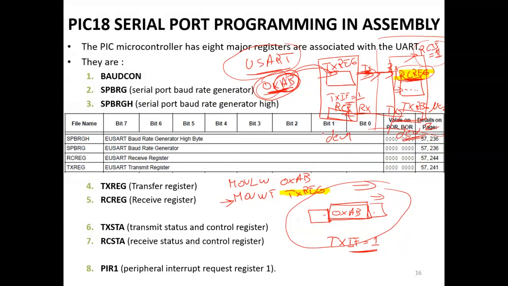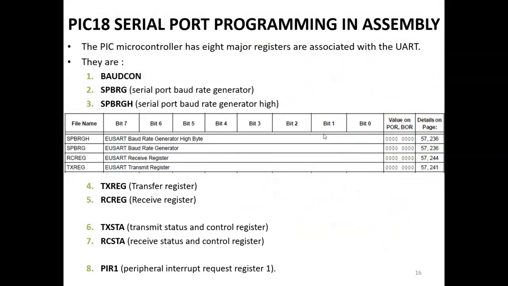Okay, now let's start the configuration. For the configuration, we have many registers, but for every register we need just some bits. For example, from the BAUDCON register we need just 1 bit, which is the BRG16. Okay, now these two registers, serial port baud rate generator and serial port baud rate generator high.